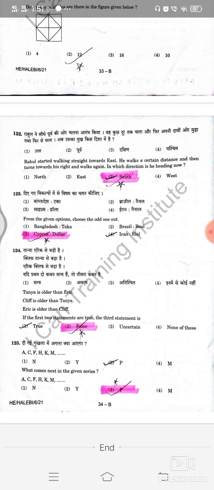Question number 124. Tanya is older than Eric. Cliff is older than Tanya. Eric is older than Cliff. If the first two statements are true, the third statement is, and the answer is option number 2. Question number 125. What comes next in the given series? ACFHKM dash dash, and the answer is option number 3.